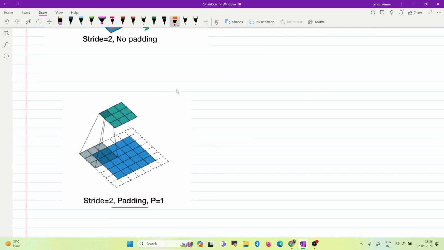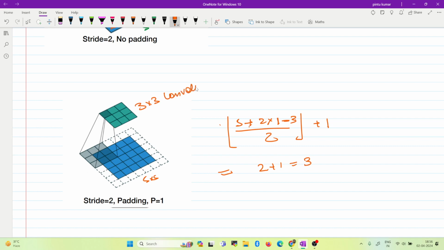Okay, this is including everything. You have stride also, you have padding also. So let's straight away find the formula. This is a 5 cross 5 image again. So n out is 5 plus 2 times padding minus 3, divided by 2, floor, plus 1. So this is 7 minus 3, 4. So this is 2 plus 1, that is 3. So you have obtained a 3 cross 3 convolution feature.